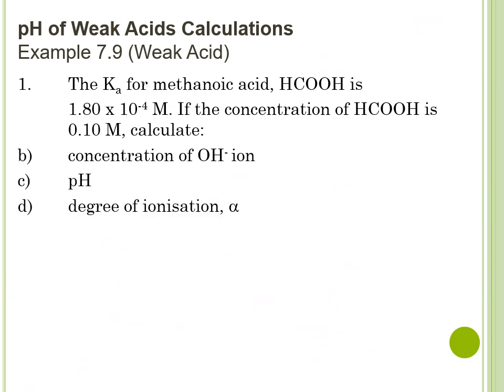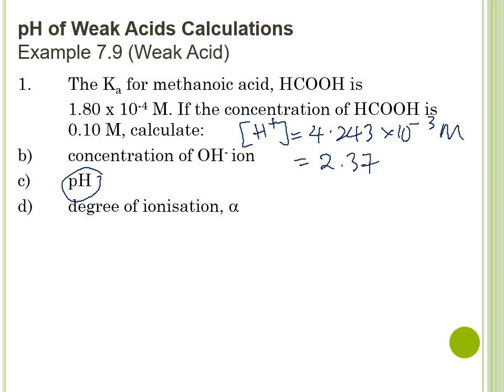Let's find the pH of this acid first. We've known that H plus concentration is calculated to be 4.243 times 10 to the power of negative 3 molar. So if we press the calculator, negative log of this, we're going to get 2.37. Now, if you want to find the concentration of OH minus, we can use pOH equals 14 minus pH and find the OH minus from here.